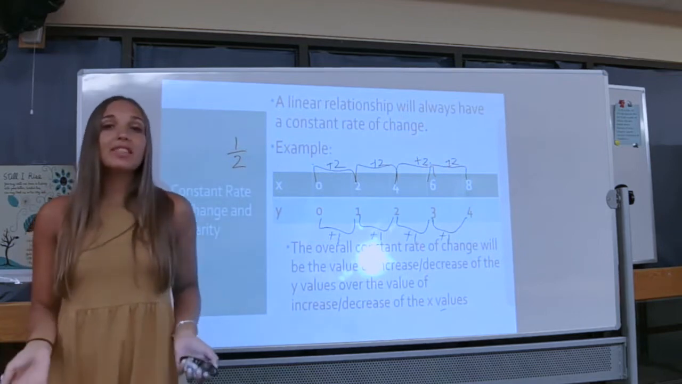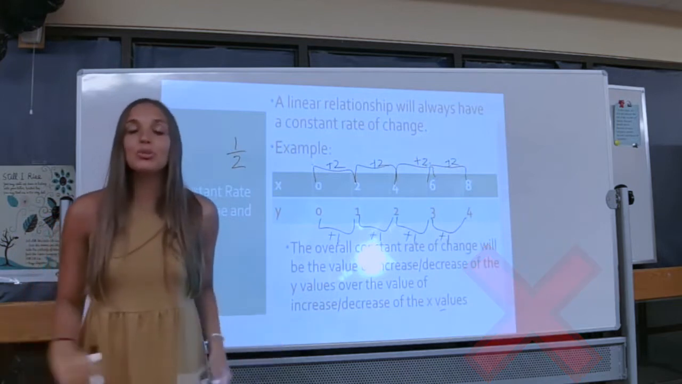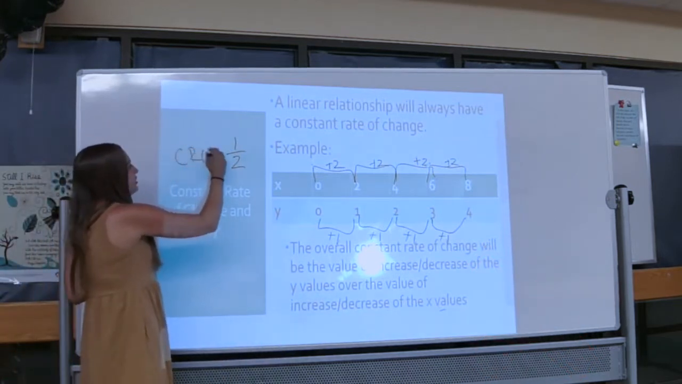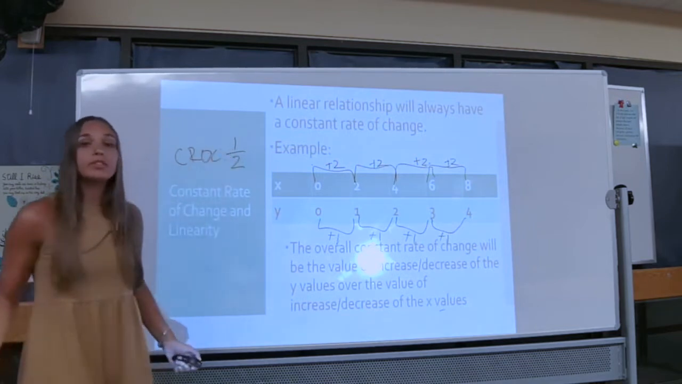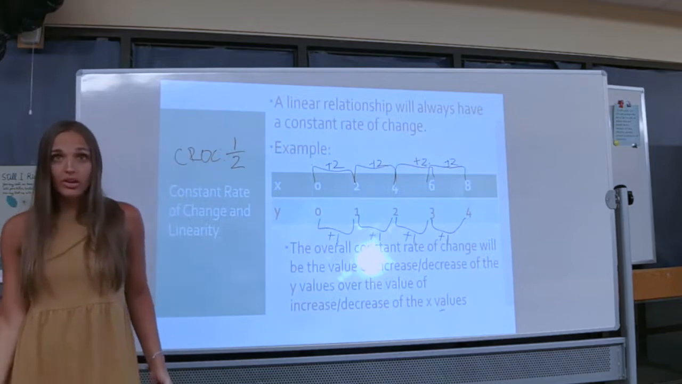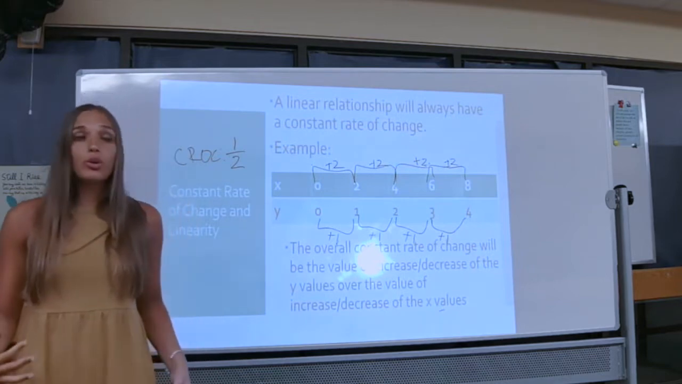The way I like to abbreviate that is by saying the CROC. And no, I'm not talking about the popular shoe that everyone likes to wear. I'm talking about the constant rate of change. Rather than writing out every single time constant rate of change or saying it, I like to call it the CROC. So let's take a look at more tables and determine if they are linear or not.